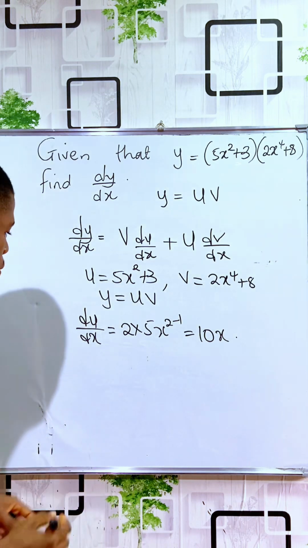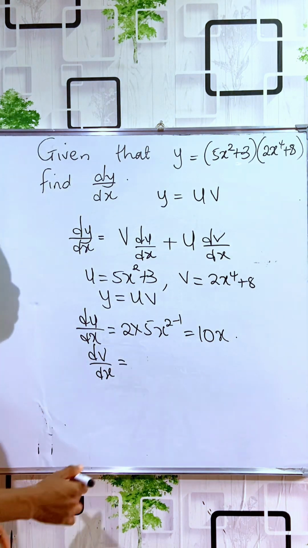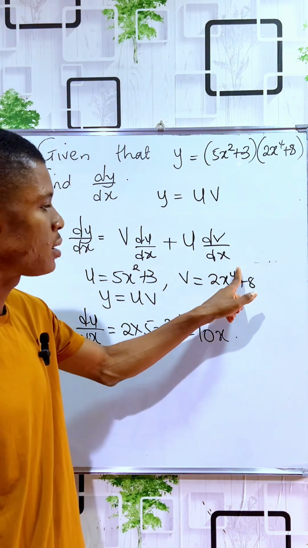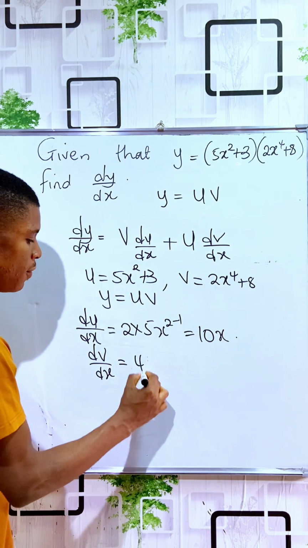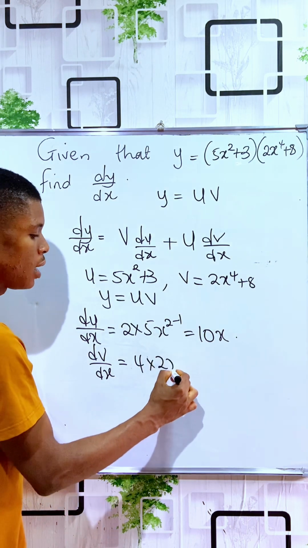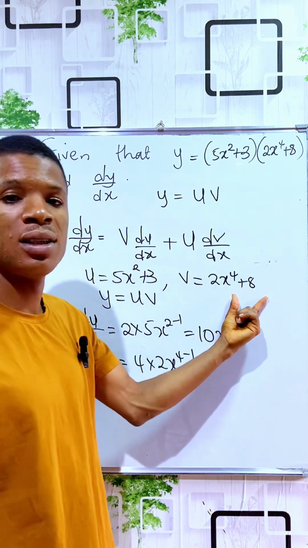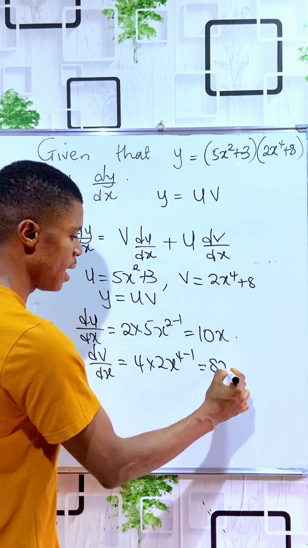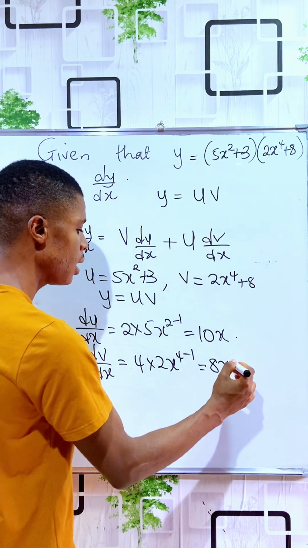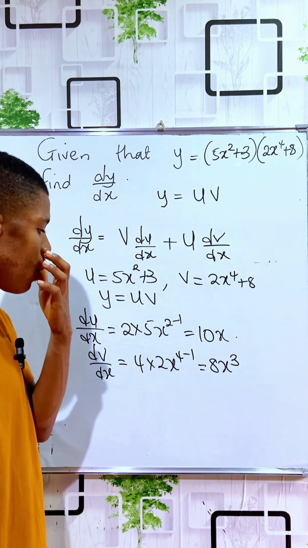The next thing you do is to differentiate v with respect to x. If you differentiate v with respect to x, you multiply the power 4 by the variable, so you have 4 multiplied by 2x, power 4 minus 1. Differentiating a constant is 0. You have it to be 8x to the power of 3.